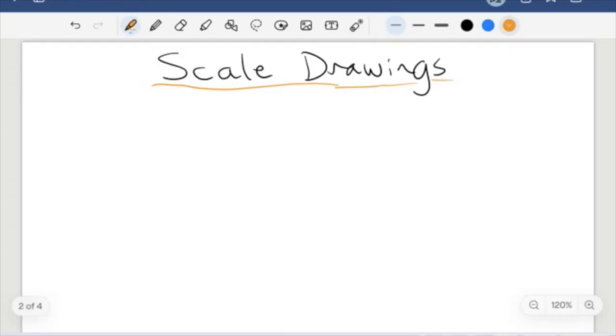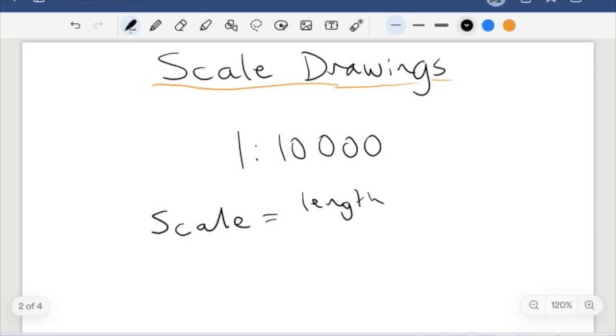let's say I have a scale of 1 to 10,000. That means that for every 1 unit measurement I make on my model, the actual thing is going to be 10,000 times that. And we can define the actual scale as the length on the drawing or model, whatever it is you're doing, over the real length.